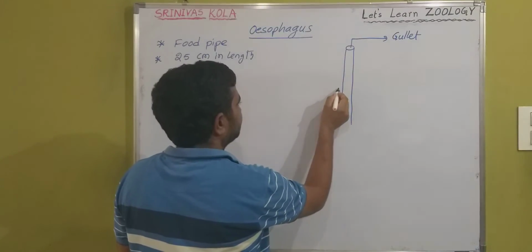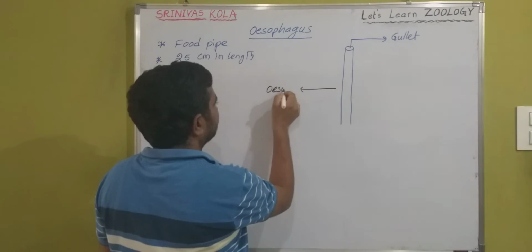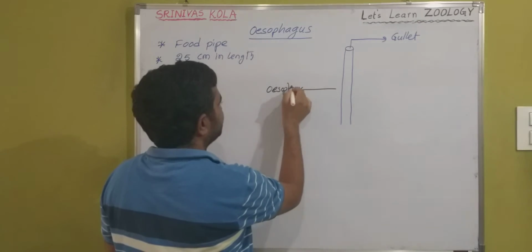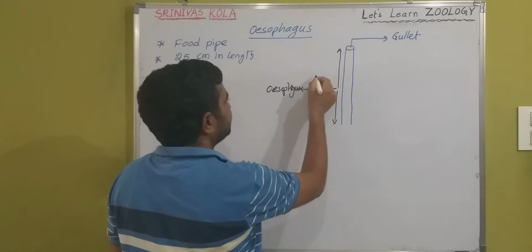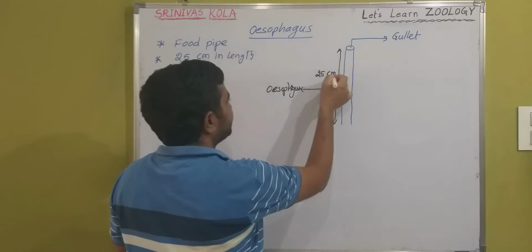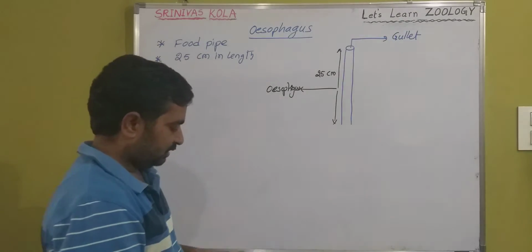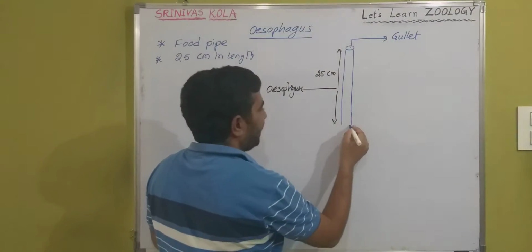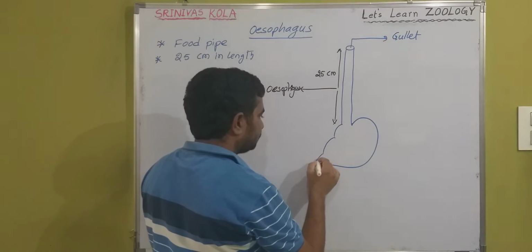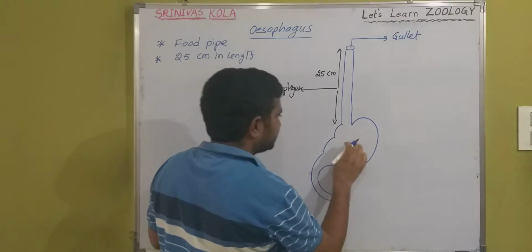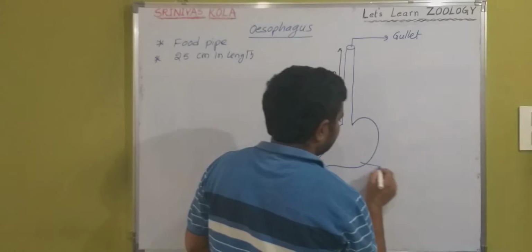So it is the esophagus, and the length is 25 centimeters. It lies in between the pharynx and the stomach. This is a sac-like structure, the stomach.